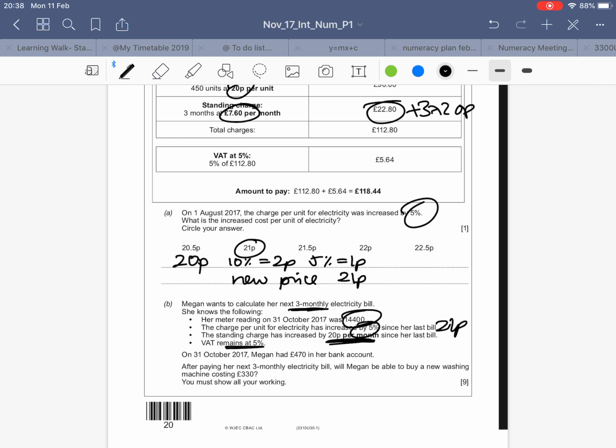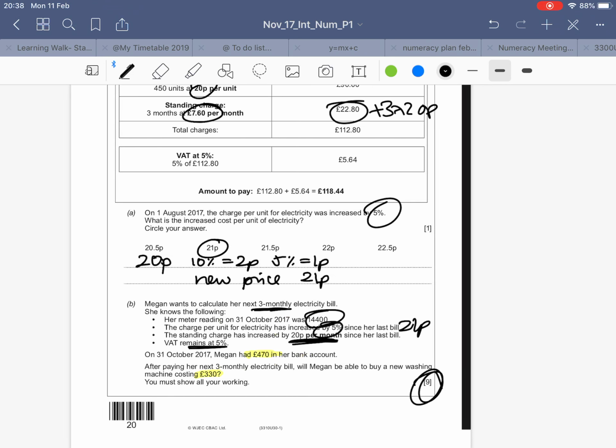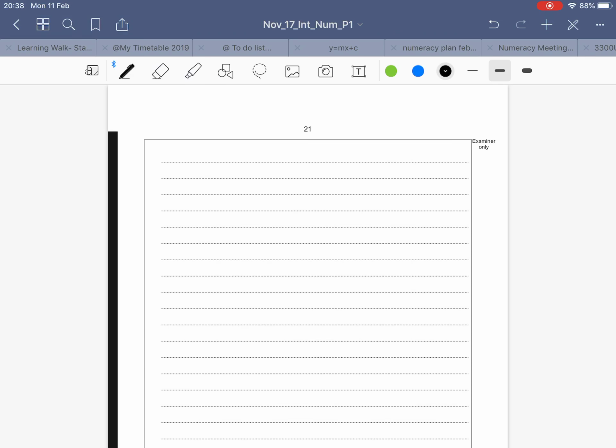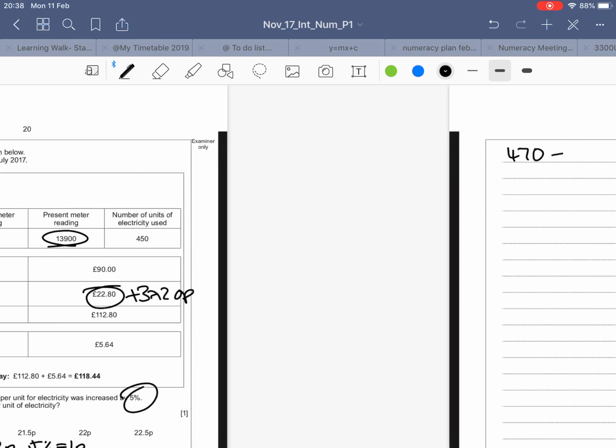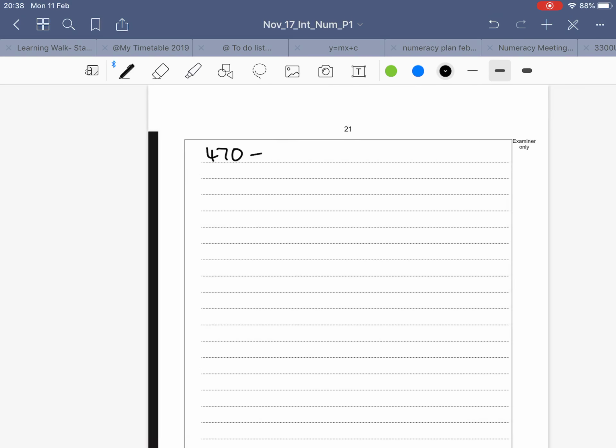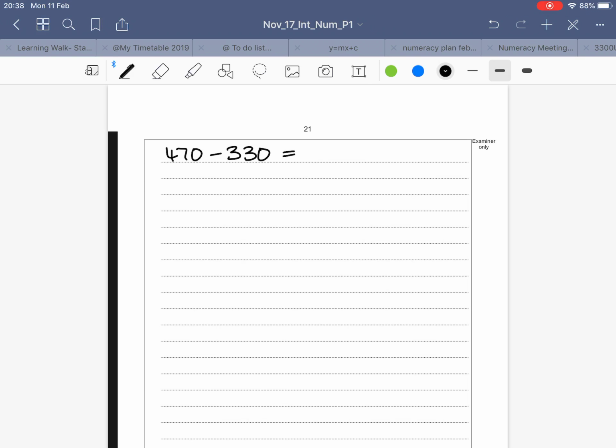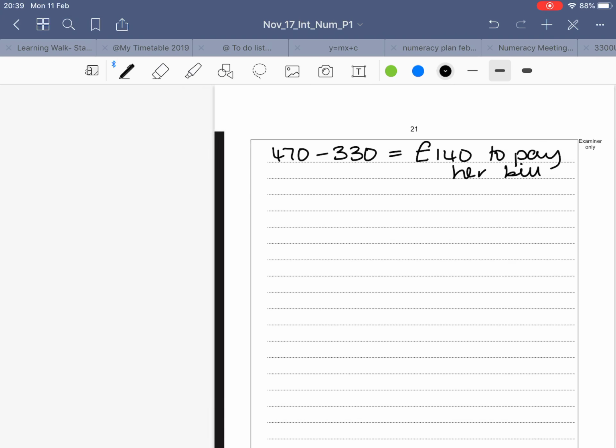Once we've worked out how much she has to pay in this 9-mark question, we've then got to see, has she got enough money in her bank, £470, to pay this bill and buy a washing machine? Wow. Okay, so let's get that little bit out of the way. First of all, she's got £470 in the bank. And if she bought a washing machine for £330, this means that she's only got £140 to pay her bill. So as long as the bill comes in as less than £140, we're okay. If it comes in as more, we're not.